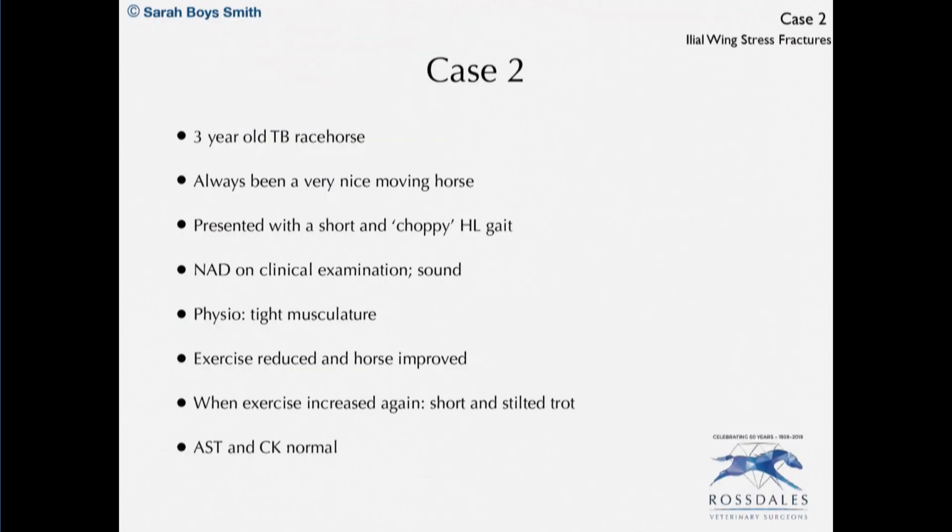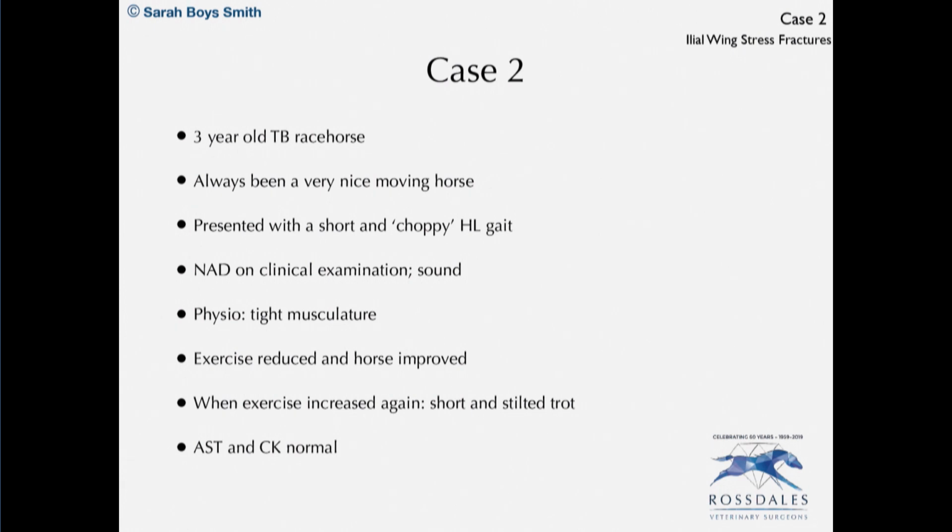This horse is again a 3-year-old racehorse, presented more like a horse that was tying up essentially. So it was a bit choppy, not an overt lameness. Reduced the exercise, the horse improved. But again, when the exercise was increased again, it became choppy and stilted. So that was thought to be a tying up issue initially, but AST and CK were normal.